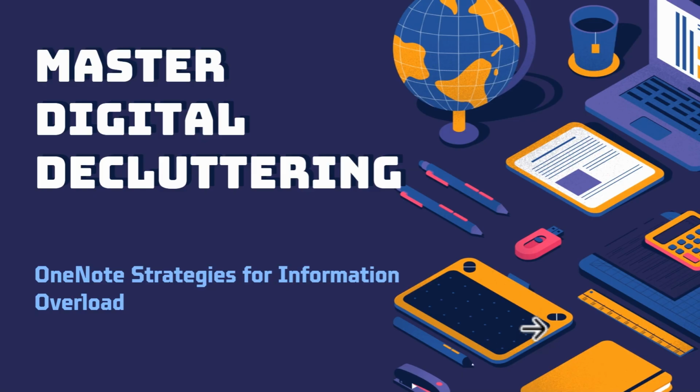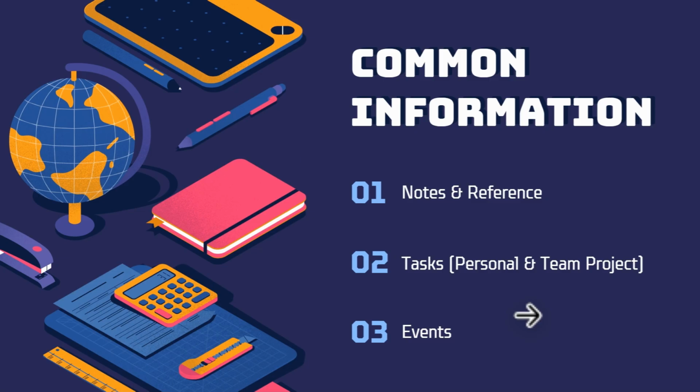Now, before we jump into the process of how to do all this decluttering, I want to explain that there are three major or common types of information that we are dealing with. The first one is notes and reference. Notes and reference are things that you want to keep to refer to later on. These are important information that you want to use later on. This is different than tasks.